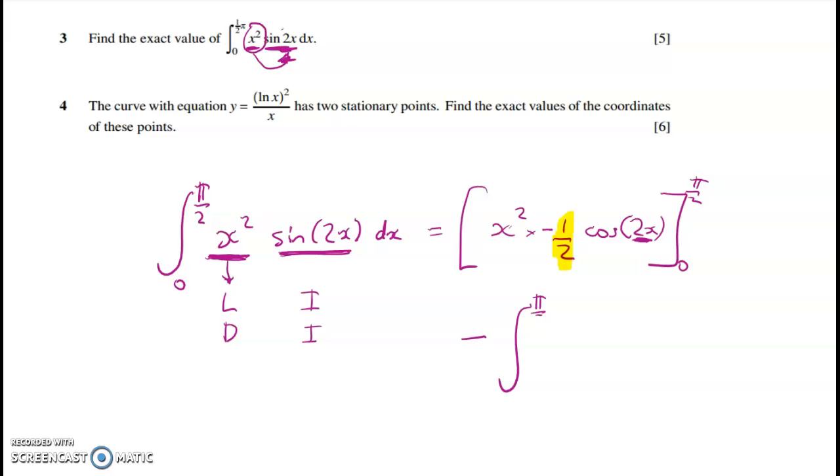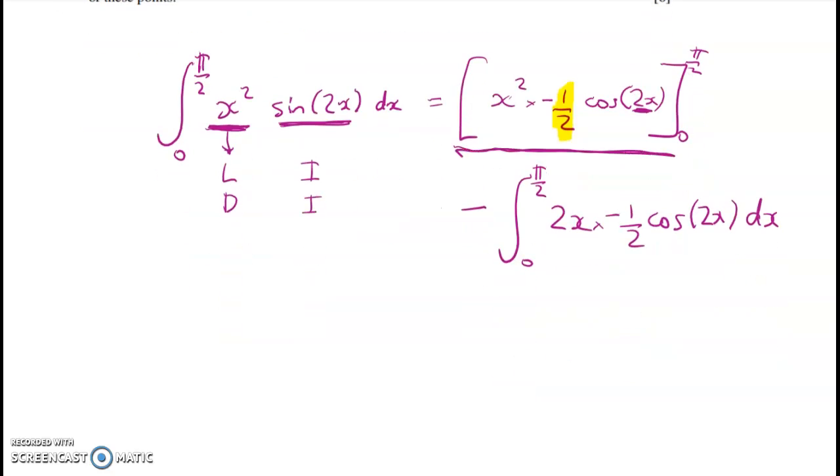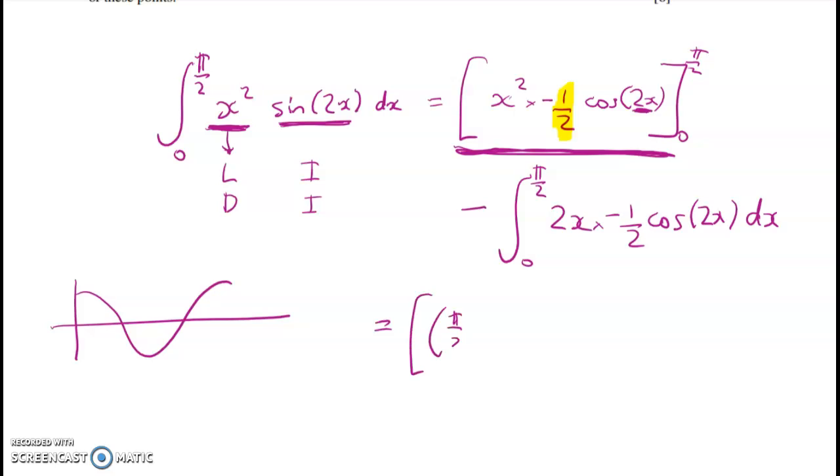Minus, and now we're going to have the integral from pi on 2 to 0 of 2x times negative 1/2 cos of 2x dx. I'm going to evaluate this now. I could go the whole way through before I do that, but here I'll get on with it. And to do that, because we're going to be substituting into a cosine function, I'll draw a really quick sketch of that. So I'm going to have pi on 2 squared times negative 1/2, and then cos of pi is negative 1, minus, and then I'm substituting in 0, so it's going to be minus 0.